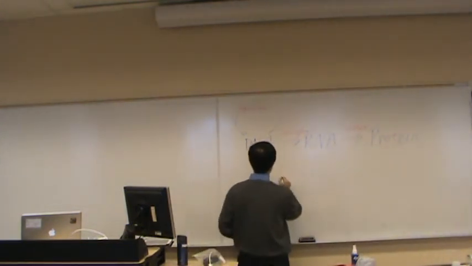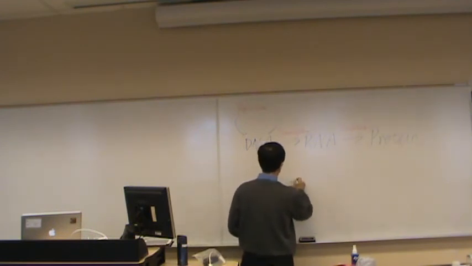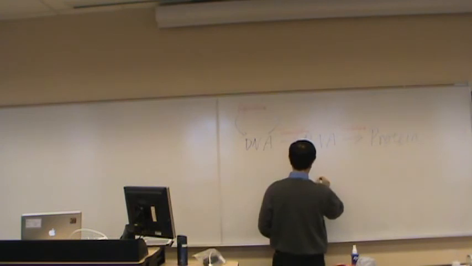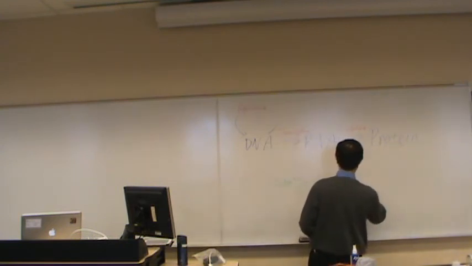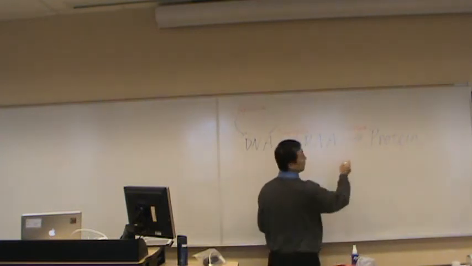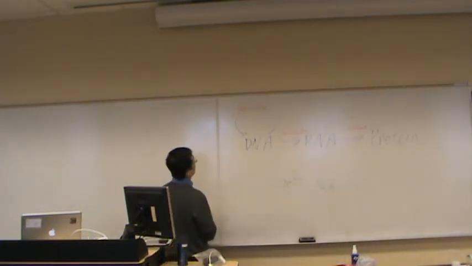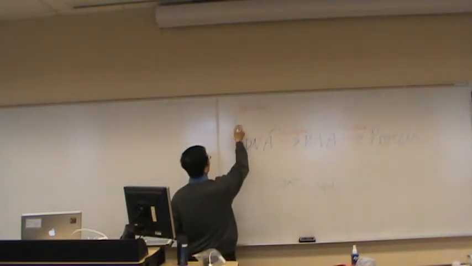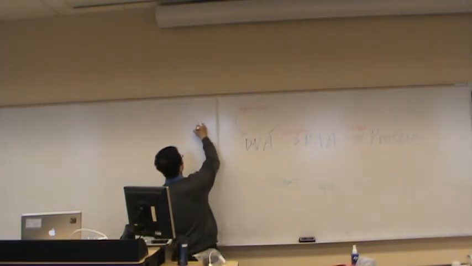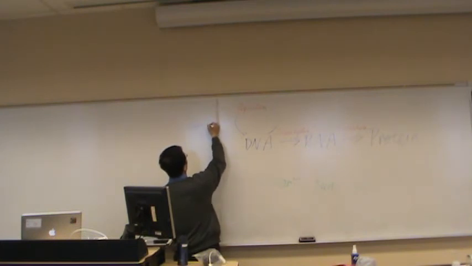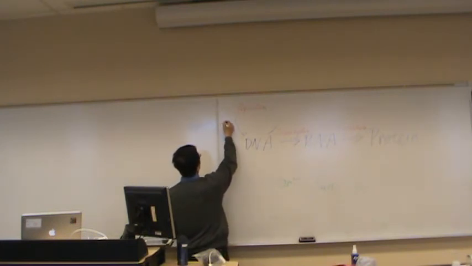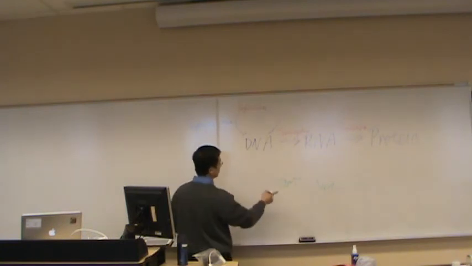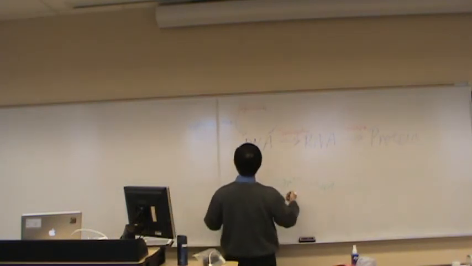So what's the start, run, and the stop signal in those processes? For replication, what's the stop signal? We need the replication origin. Replication origin. Also, let's just look.